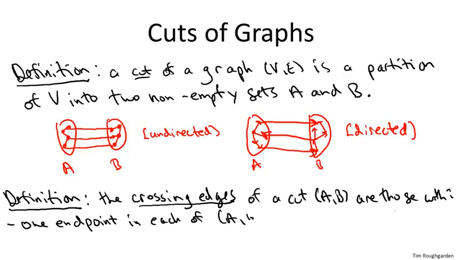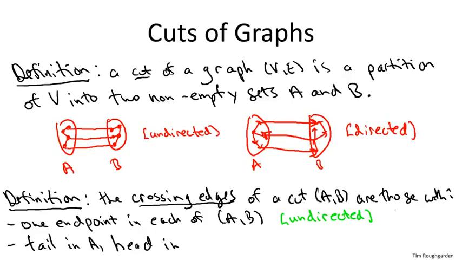Now in the directed case, there are a number of reasonable definitions you could propose about which edges cross the cut. Typically, and in this course, we're going to focus on the case where we only think about edges that cross the cut from left to right, and we ignore edges which cross from right to left. That is, the edges that cross the cut are those with tail in A and head in B.